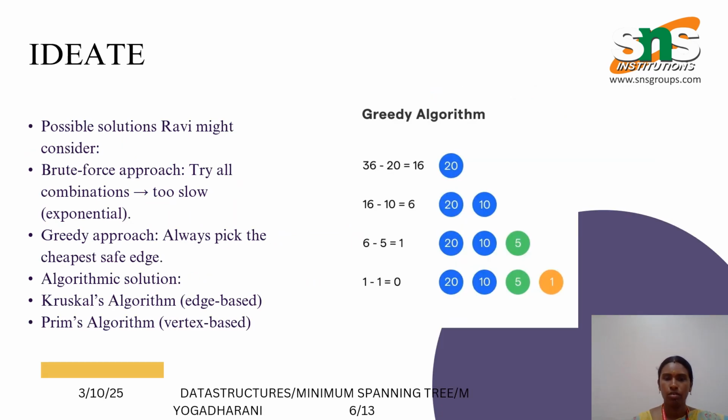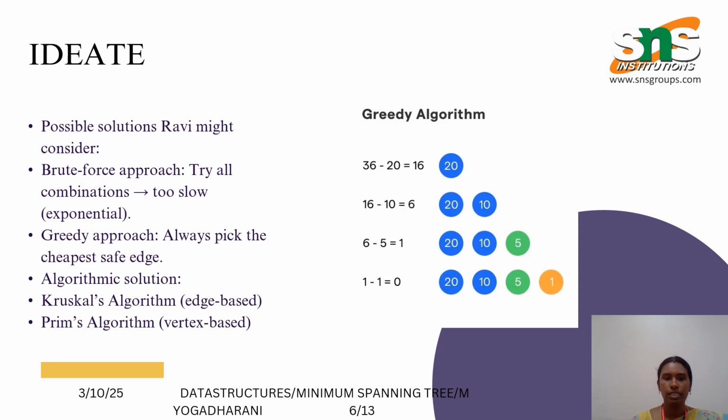And then here comes the ideate part. In the ideate part, Ravi could use brute force for all possible networks. Brute force is nothing but trying all the combinations. It must be slow, but it finds the cheapest connection that does not create a cycle. So in our minimum spanning tree, the properties are that it should be connected to all the vertices, it must have a total minimal cost, and lastly it should not form a cycle. So here we solve with a greedy approach.